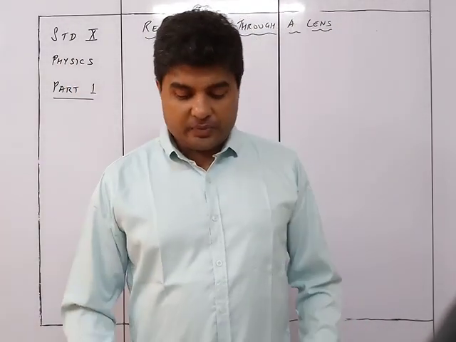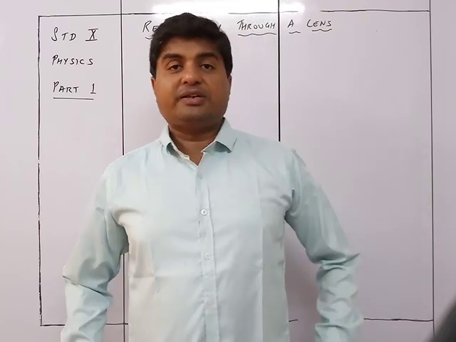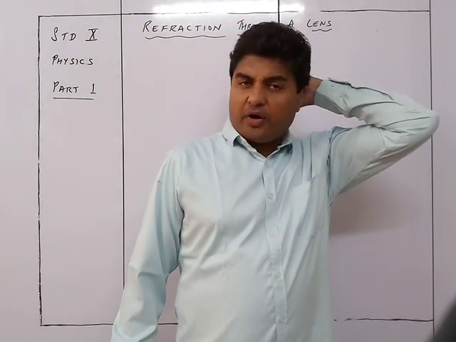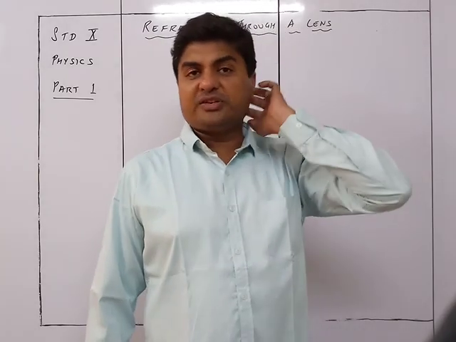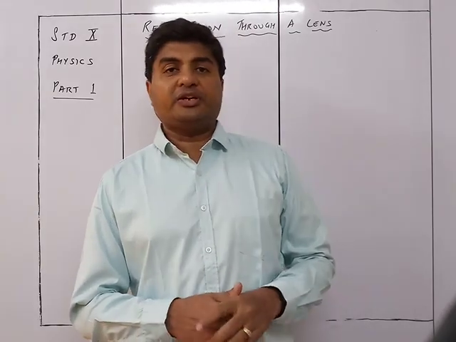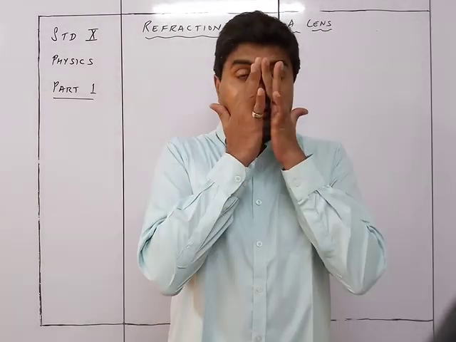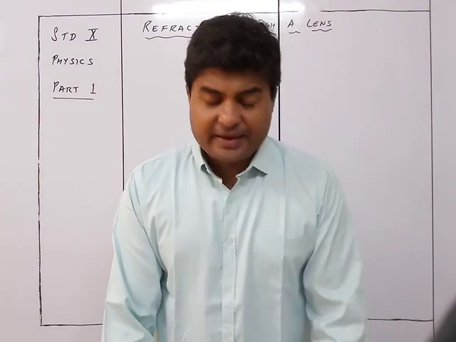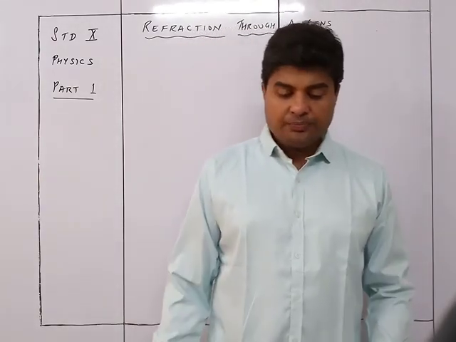Today we are going to start with a new chapter in physics, that is refraction through a lens. Earlier we already did refraction through plane surfaces, so you're already aware of what refraction is and how refraction takes place through the prism. So that part we already did earlier. Now we are coming to the next part of the chapter, that is refraction through a lens.